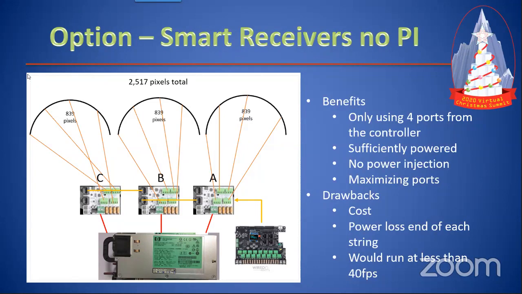Some of the drawbacks, obviously: it's an added cost because you've got to buy the extra smart receivers, in this case 3 of them, to control it. Because you're not doing power injection, at the end of each string you will have some power loss. And the last one is, in this example using a CLEP board, going over that 800 pixel count, you're going to run less than 40 frames per second. Not much, but you will still be running less than the true 40 frames per second.